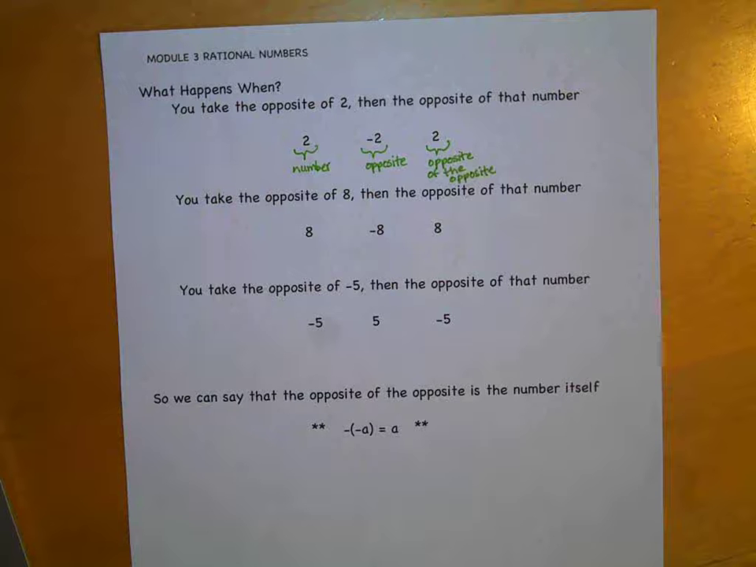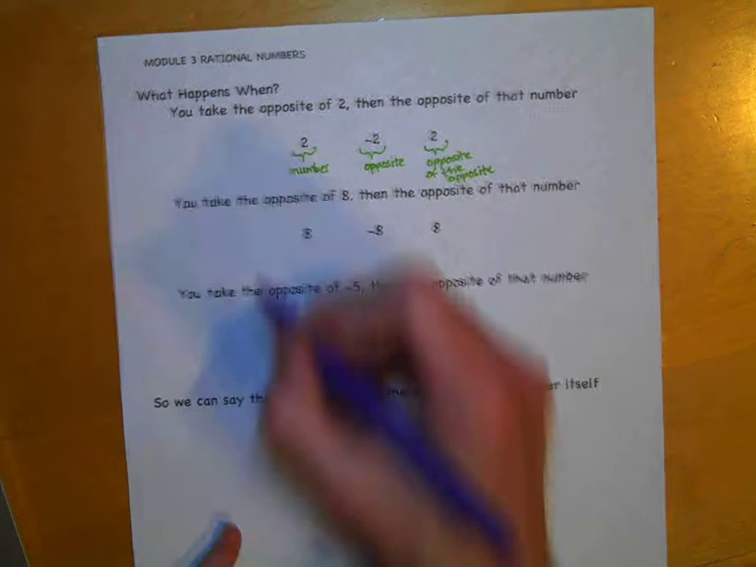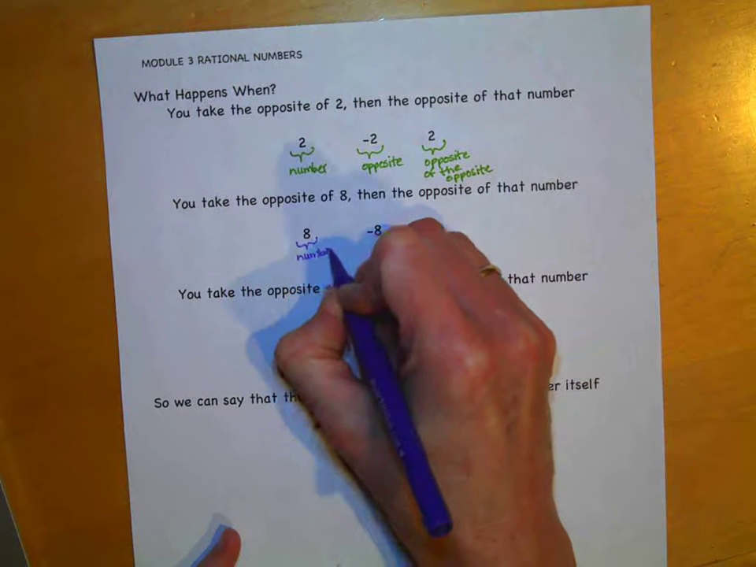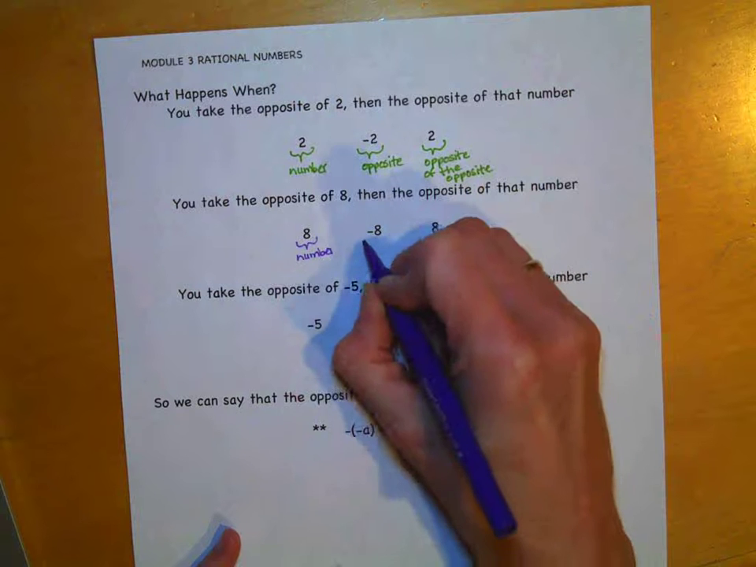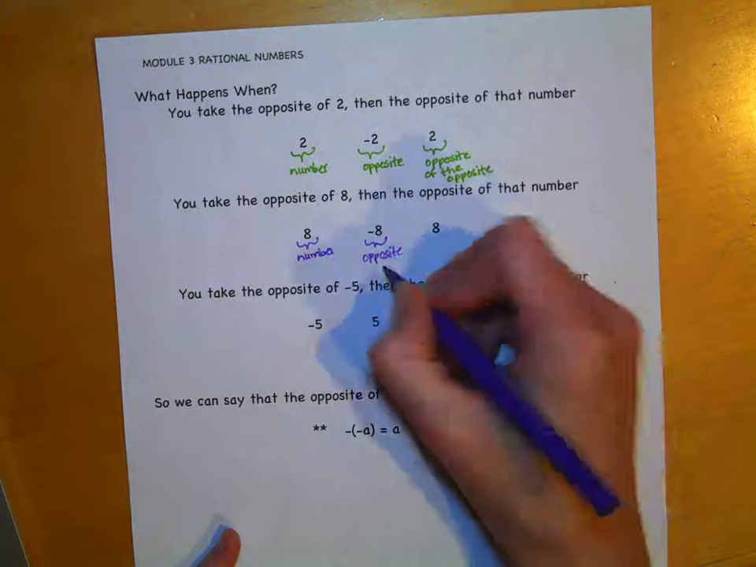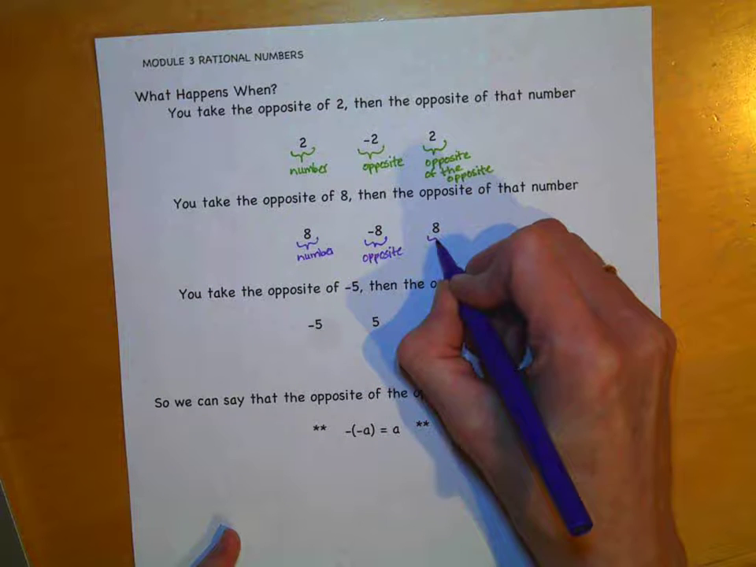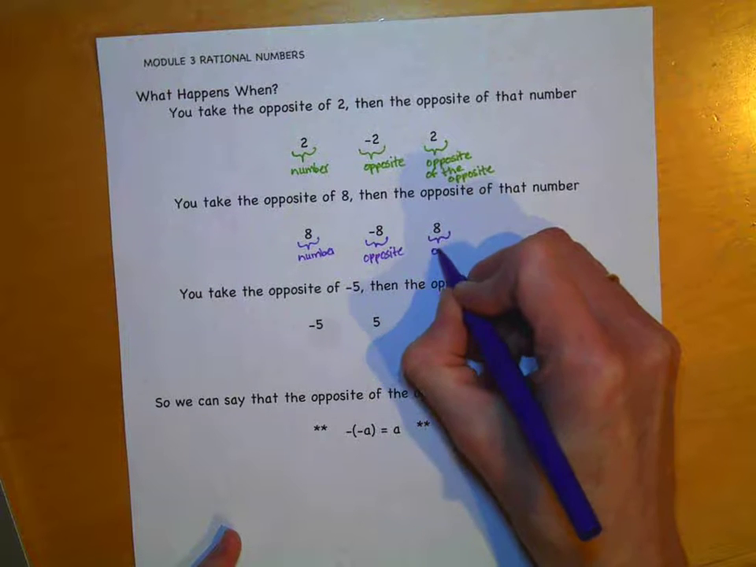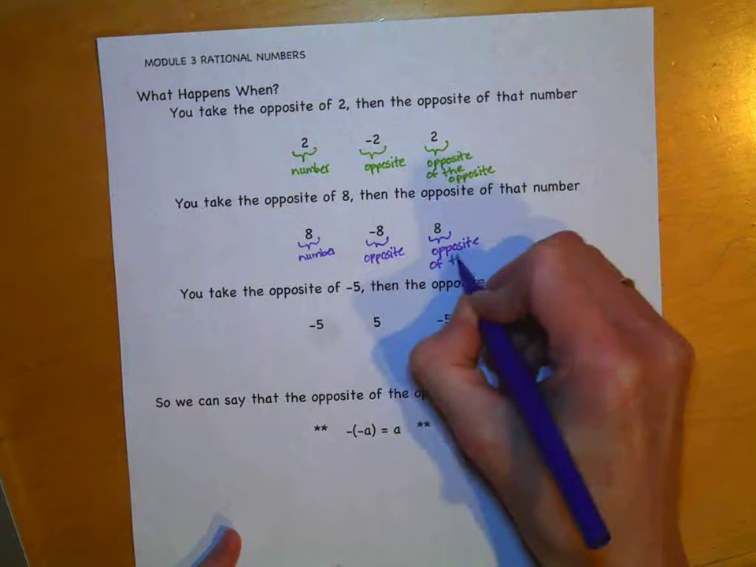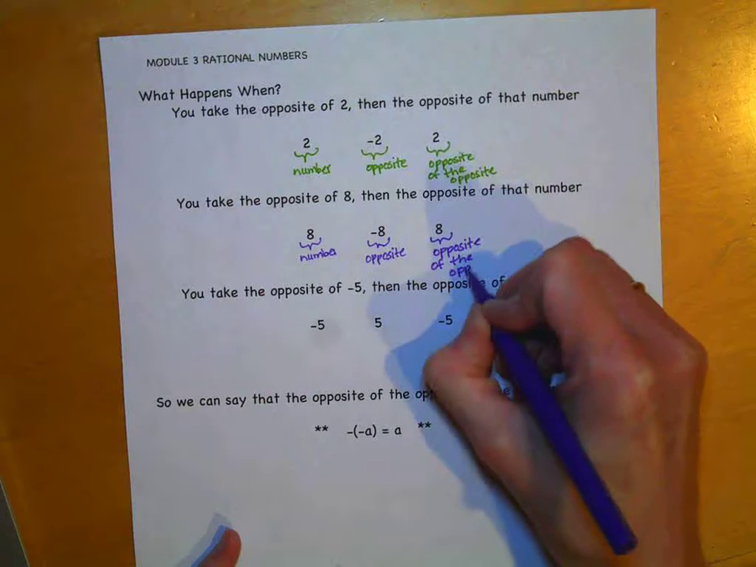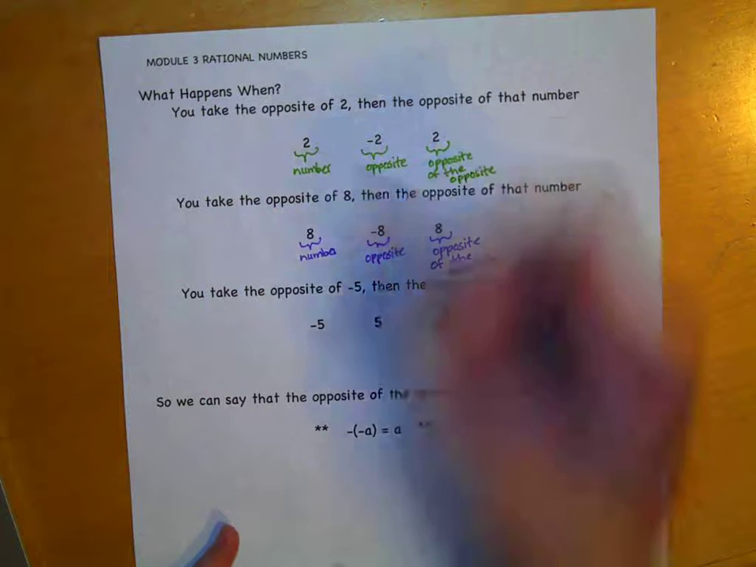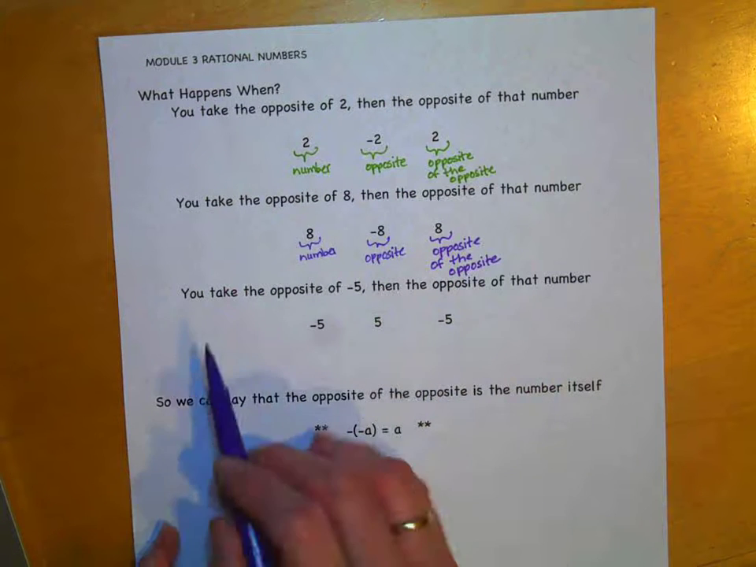Let's try it again. What if you are given the number 8? You take the opposite of 8 and then the opposite of that number. So you're given the number 8. Okay. What is the opposite of 8? -8. You are correct. And then what is the opposite of -8? 8. So 8 is the opposite of the opposite. Interesting. I wonder if it works for all of them. Because so far we started out with 2 positive numbers. I wonder if it works the other way.